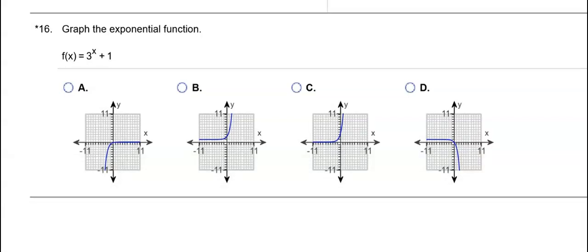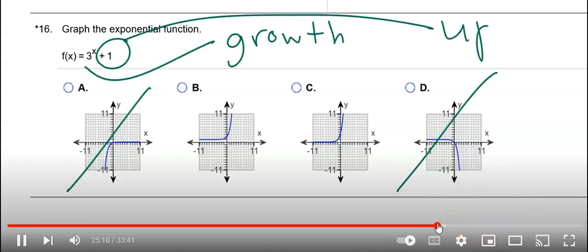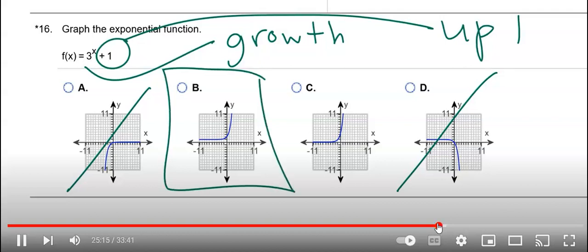Graph the exponential function. Okay, it's growth, and it's being shifted up 1 unit. So I need exponential growth. A and D are obviously wrong answers because we're not doing the negative A value. So the only one that's growth and been moved up 1 unit is letter B.